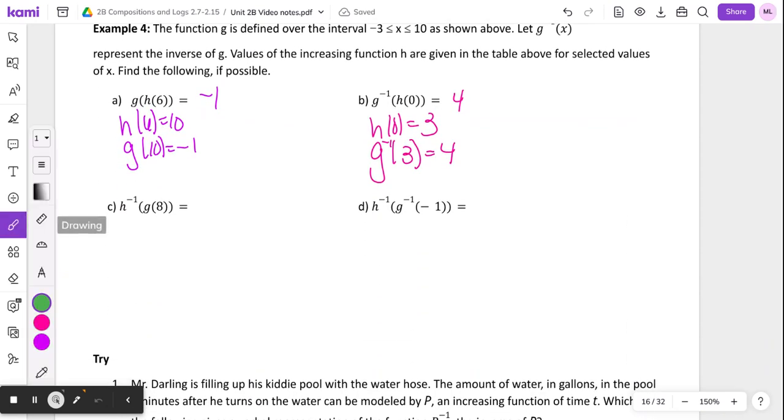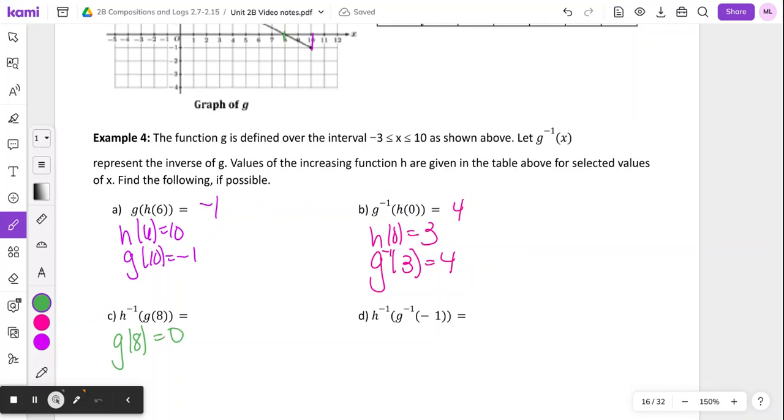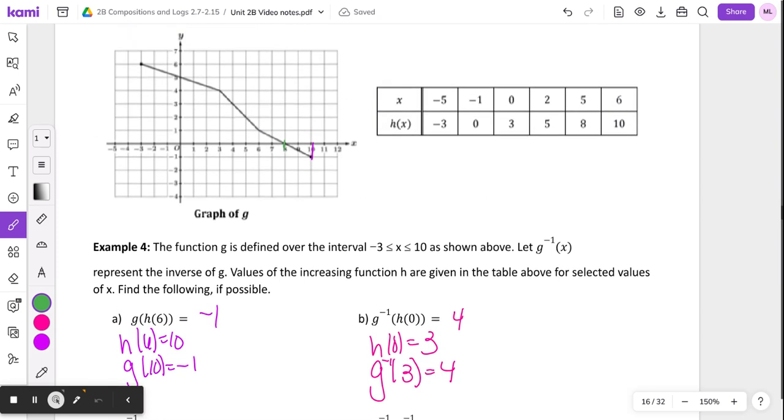h inverse of g of 8. So let's start with g of 8. Input 8, output 0. What's h inverse of 0? So the output of h is 0, input's -1.